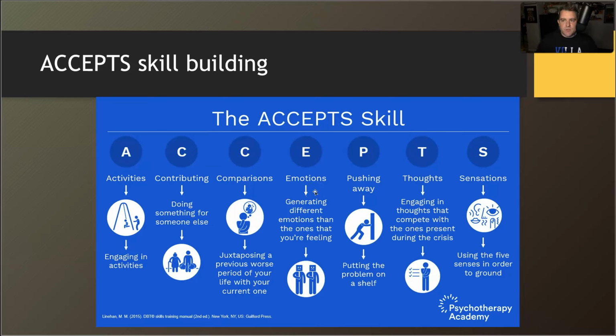Trying to generate different emotions or opposite emotions. So oftentimes if I work with a patient and they're feeling abandonment, rather than sit with that, what if they did the opposite emotion?